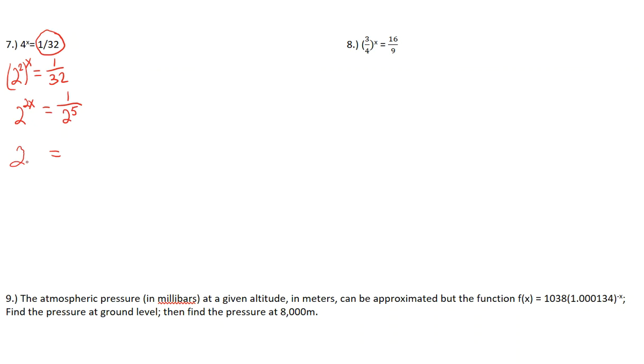So this is going to be 2 to the 2x equals 2 to the -5th. And then it's going to be 2x equals -5, x equals -5/2.